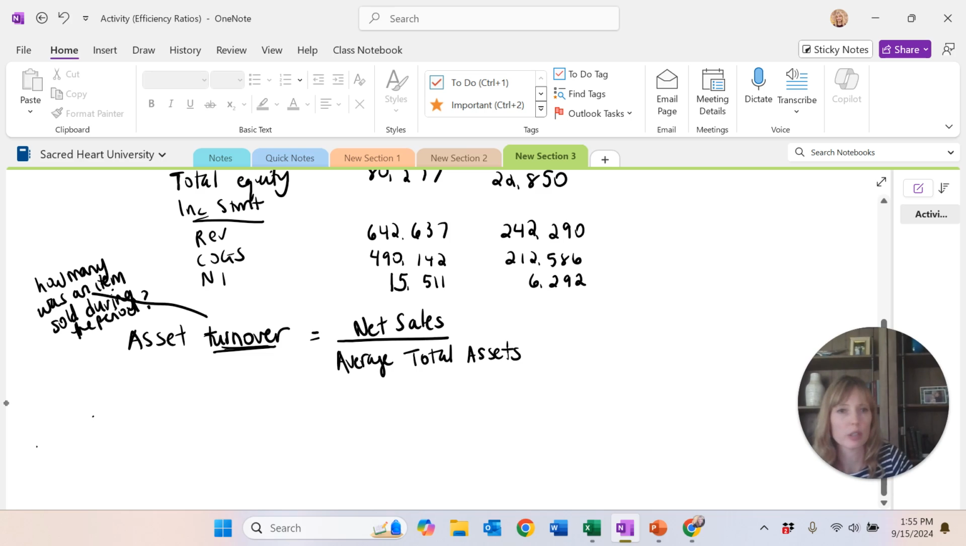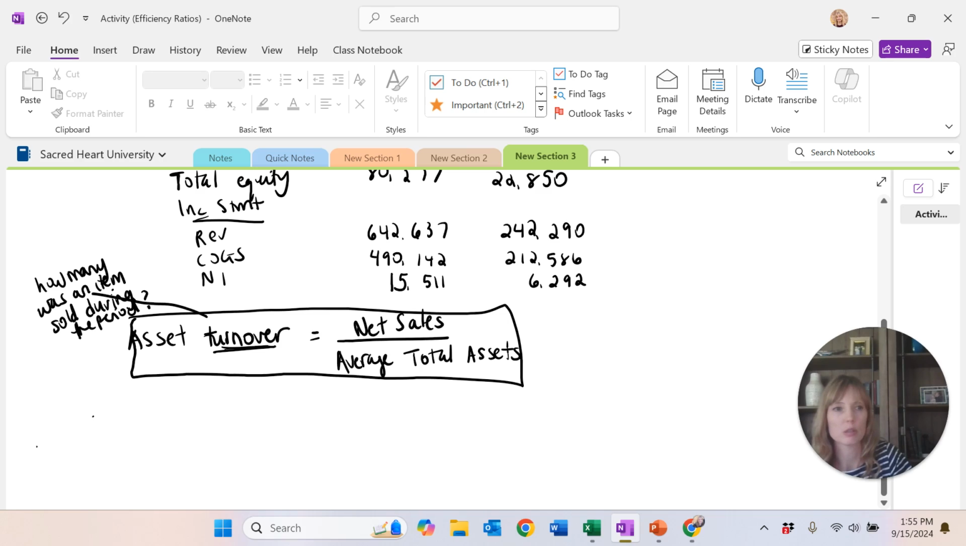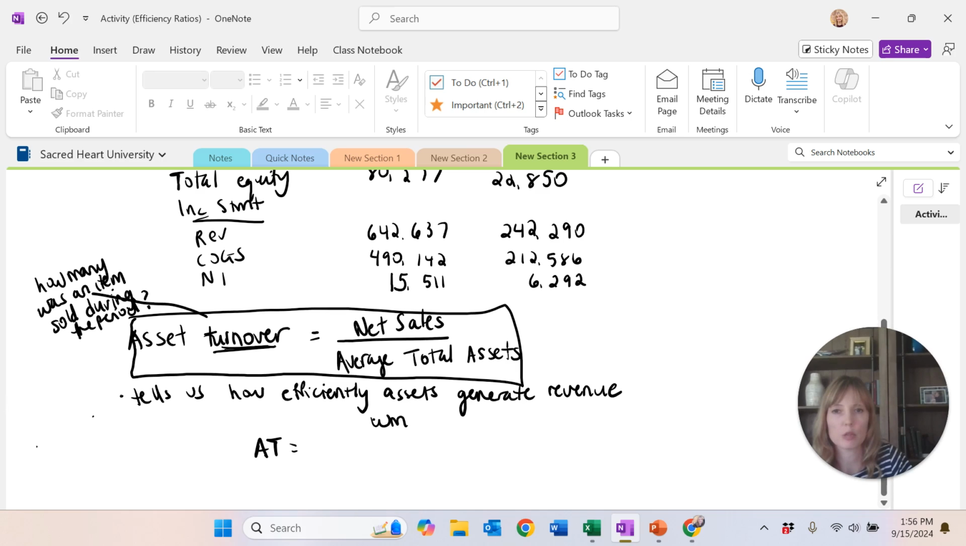So let's look at these numbers. This is our first formula that we are going to memorize. This tells us how well, or how efficiently or effectively, our assets generated sales revenue. That's what we want those assets to do, right? Okay, so let's look at this asset turnover. Let's plug in some numbers for Walmart and for Costco and see which company was more efficient.